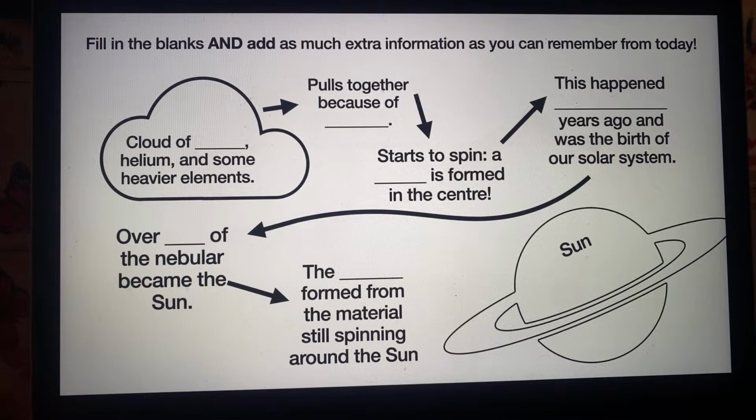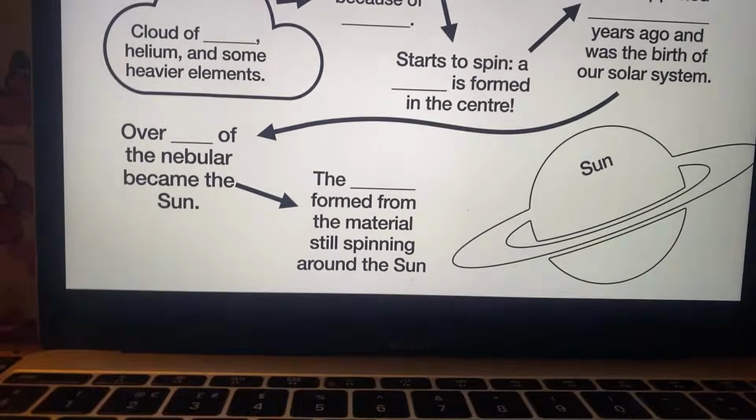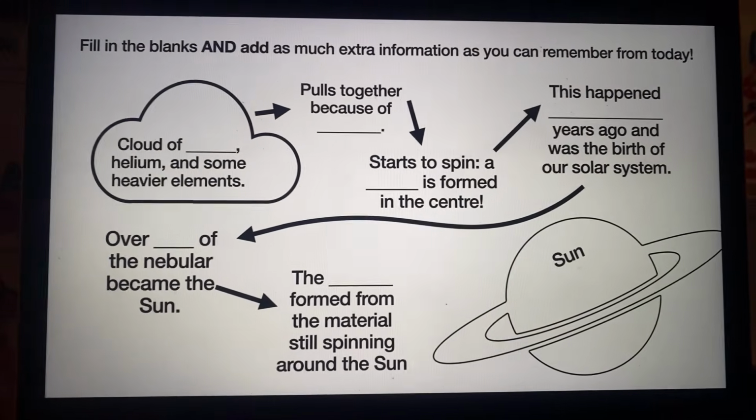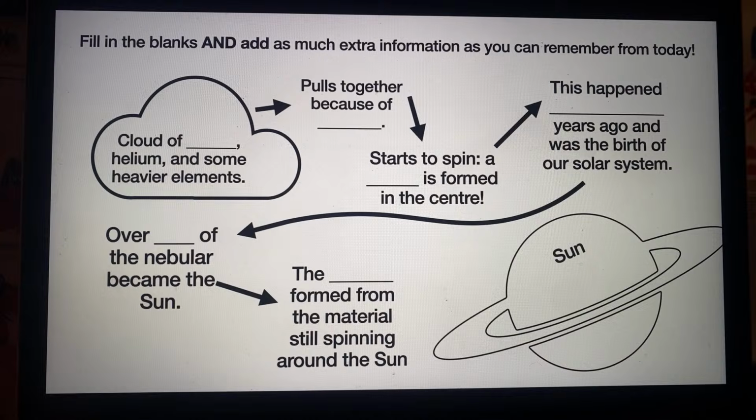And I've put, can you fill in the blanks, but then also, can you just add as much information as you can think of that I haven't put on the sheet. So, a cloud of something, helium and some heavier elements, pulls together because of something, starts to spin, a something is formed in the centre. This happened something years ago and was the birth of our solar system. So solar means sun. The whole solar system is just the stuff that revolves around the sun. Over something of the nebula became the sun. The something formed from the material still spinning around the sun. And then see how many other words you can add.